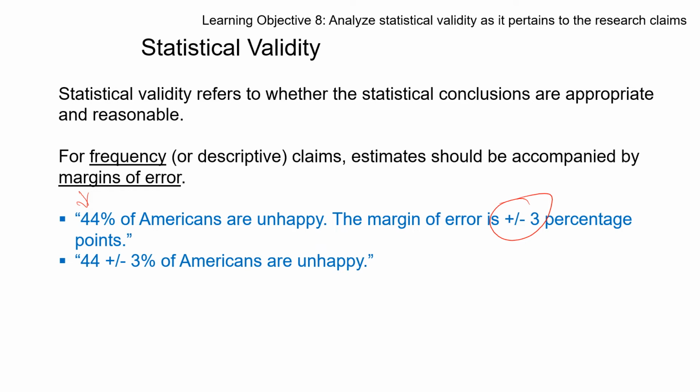So 44% plus or minus 3% of Americans are unhappy. And that's where you start to take in statistical control. And statistical control can then add in controls that are not there otherwise.